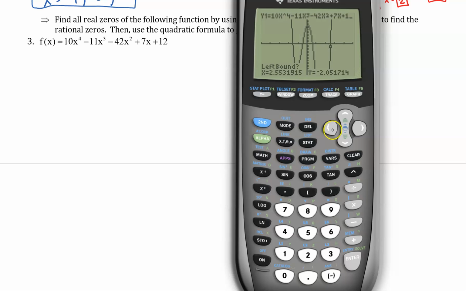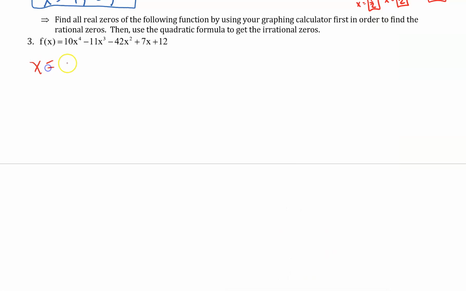So I'm going to move my cursor all the way to the left. I'll get started from the left side. And I'll work from left to right. So I'll set my first left bound to the left of my furthest to the left zero. Hit enter. Move my right bound to the other side of it. Hit enter, and then tell it to tell me what the zero is. So this is x equals -1.56 and a whole bunch of stuff. That one is irrational.